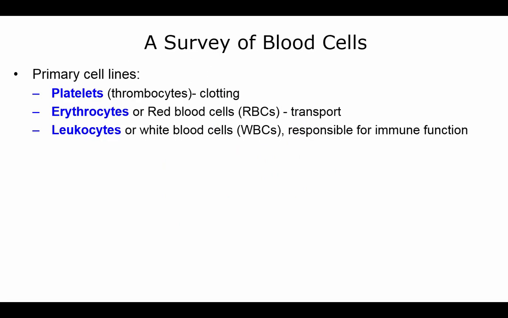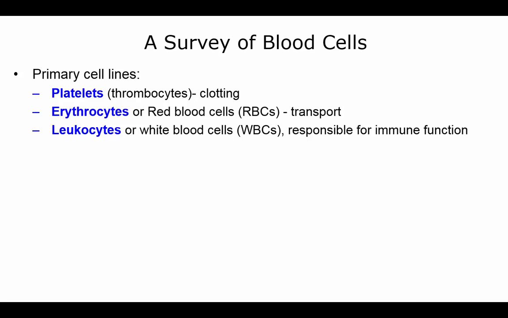One of the main focuses we want to look at here are the cells. If we were to go into your bloodstream right now, we would find three primary lines of cells. We would find platelets, which are actually fragments of cells. The fancy word is thrombocytes. Platelets help in clotting. When you are bleeding and you want to stop bleeding, it's the platelets that stick together to form that clot. You also have erythrocytes, the fancy word for red blood cells.